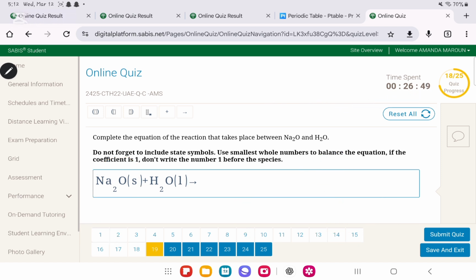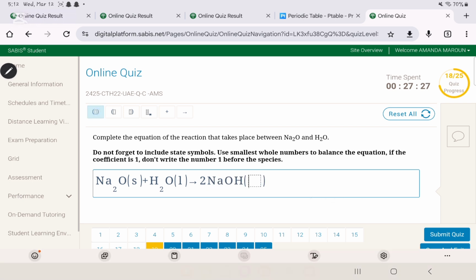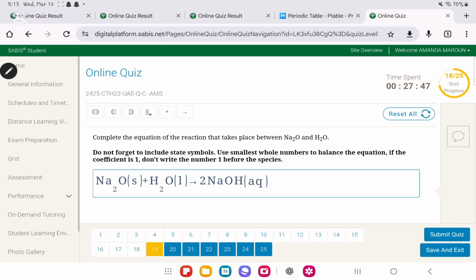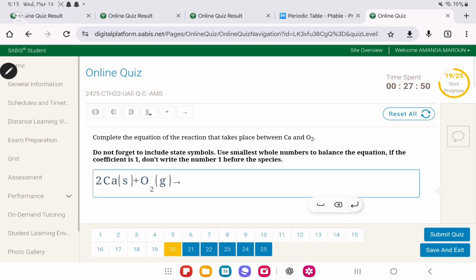So now, Na2O solid plus H2O liquid is gonna form for us NaOH aqueous. Okay? But it is not balanced. So very simply, to balance it, you're gonna put the 2 over here. So you're just gonna add 2NaOH and then you're gonna put aqueous. So that is it for question number 19. We move on to question number 20. In question number 20, we have an alkaline metal plus oxygen.